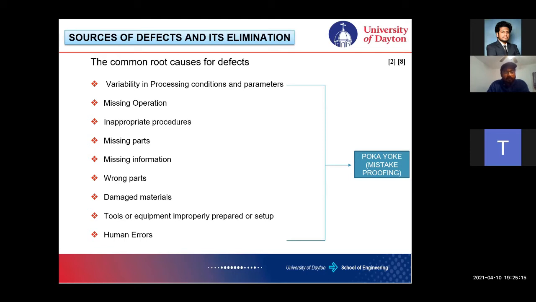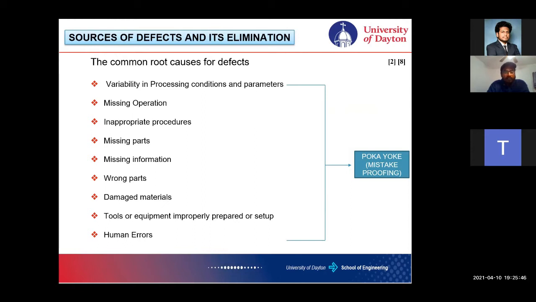Sources of defects and its elimination. Source inspection is performed to find out the root causes of defects. In most organizations, when a study was performed, the most common root causes for defects are missing parts, information, wrong parts, damaged materials, variability in processing conditions and parameters, improper tools and equipment, or human errors.